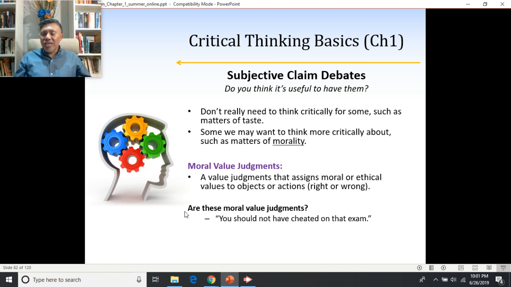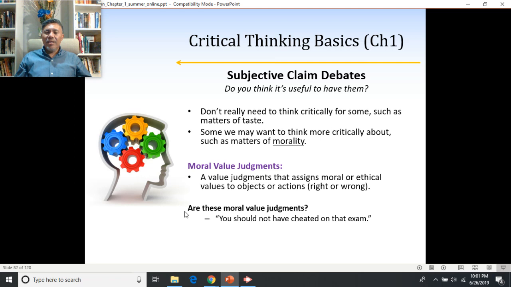You should not have cheated on that exam. Well, in this case, we're talking about the word cheated, right? And oftentimes we think of that in terms of morality, in terms of ethics. So sure, that could be a moral value judgment. However, in a different context, maybe somebody is saying to us, you should not have cheated on that exam because the instructor is very good at catching people cheating. In that case, it's not really a moral value judgment.